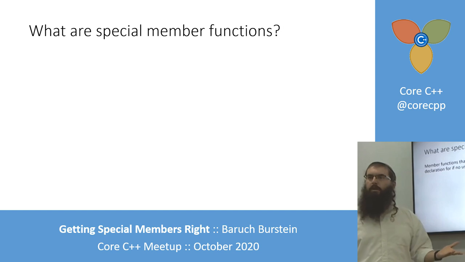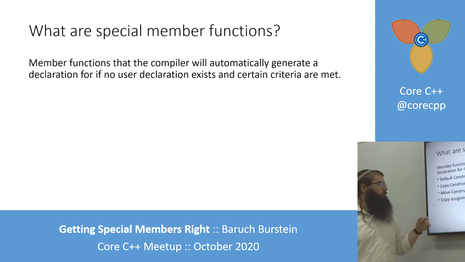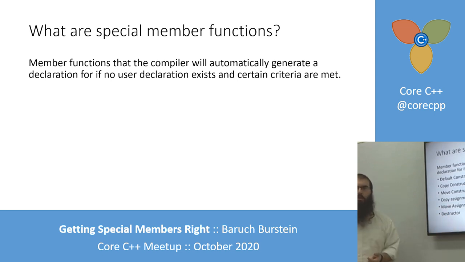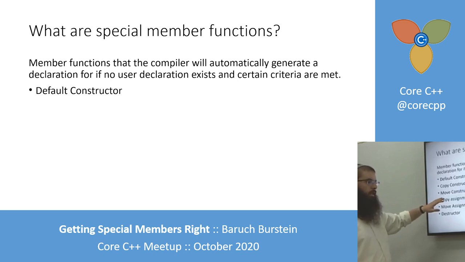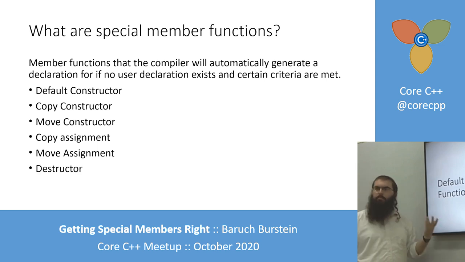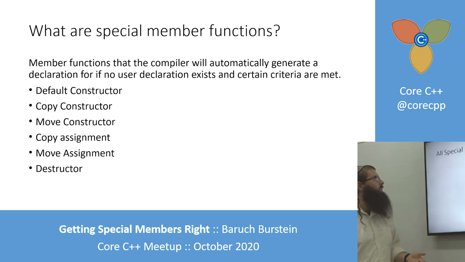Okay, special member functions. What are they? I'm sure everybody's familiar with them, maybe just not with the name. They're the member functions that the compiler will automatically generate a declaration, and sometimes even a definition, for under certain conditions, which we will see. The most obvious condition is that there is no user declaration of them. These are the default constructor, copy constructor, the move constructor, copy and move assignment, and a destructor. If these are not declared by the user, under certain circumstances the compiler will declare them and also define them.